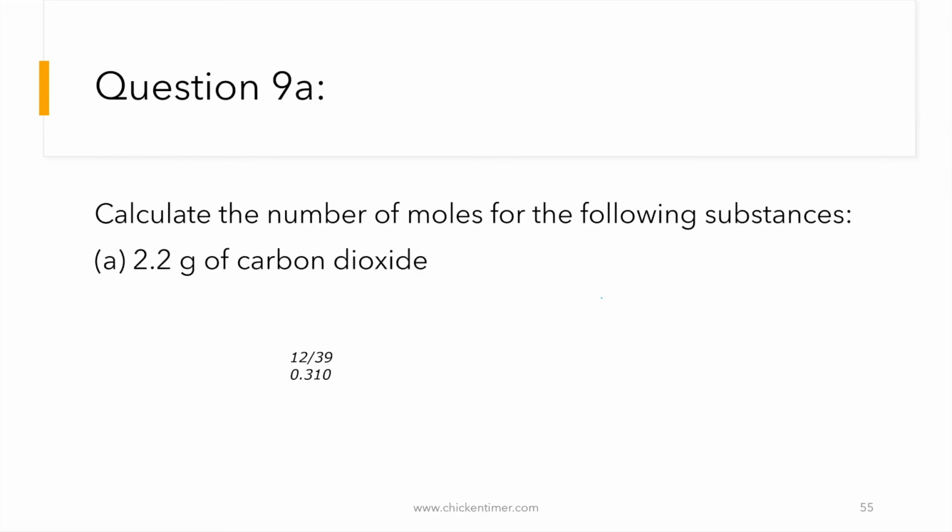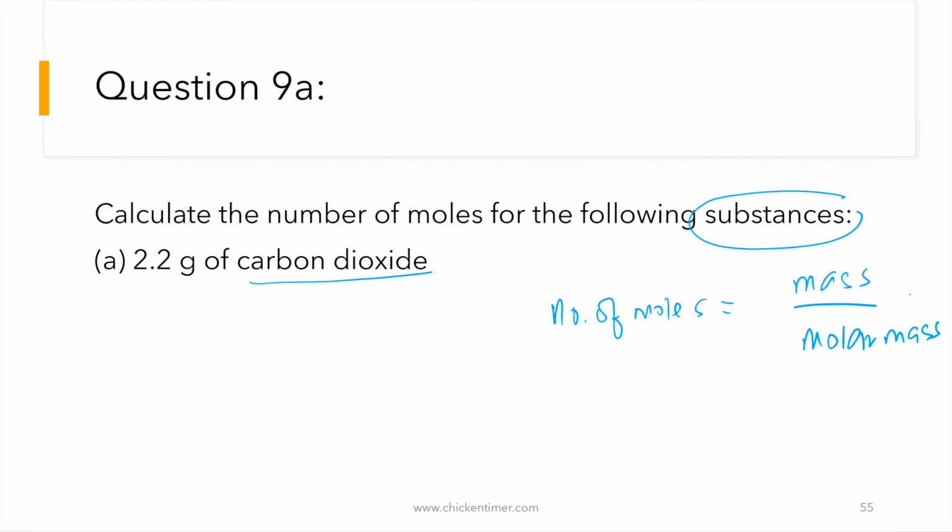Next one. Now this is a little different. They say calculate the number of moles of the following substance. Carbon dioxide. So number of moles equals mass over molar mass. Because this is a compound, the molar mass equals the relative molecular mass.